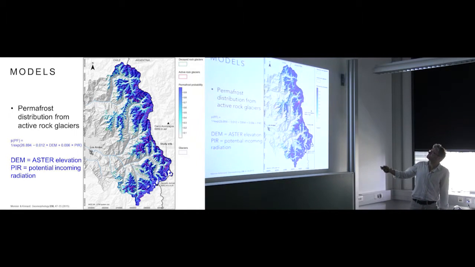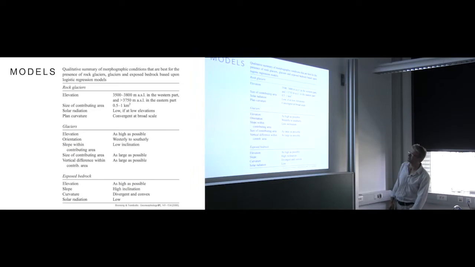So in other words, everything that's really, really dark blue has a very high probability of being permafrost, whereas everything that's going into the cyan and whitish blue has a very low probability of being permafrost. And if you look at the models that people use, you see that for rock glaciers, you need elevation, the size of the contributing area, solar radiation, and so forth. So in other words, we can use these landforms, again, as thermometers and as proxies of the distribution of alpine permafrost in mountain belts.